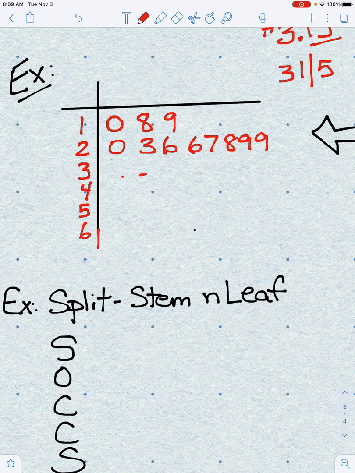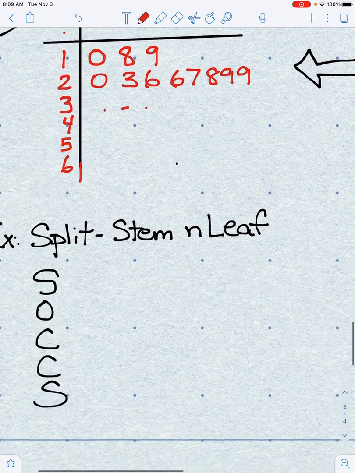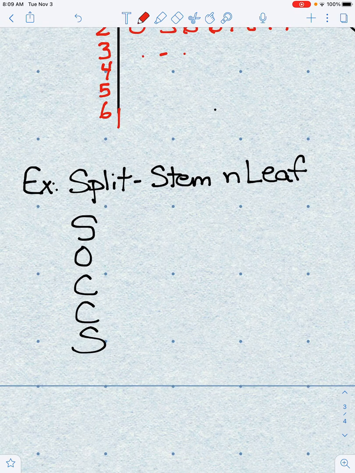I'm not going to finish this up, but you can see we just continue making our stem and leaf graph. You don't really need a title up here at the top, okay? But we just draw those graphs out. All right. Now, last before I go on, there's such a thing as a split stem and leaf graph.